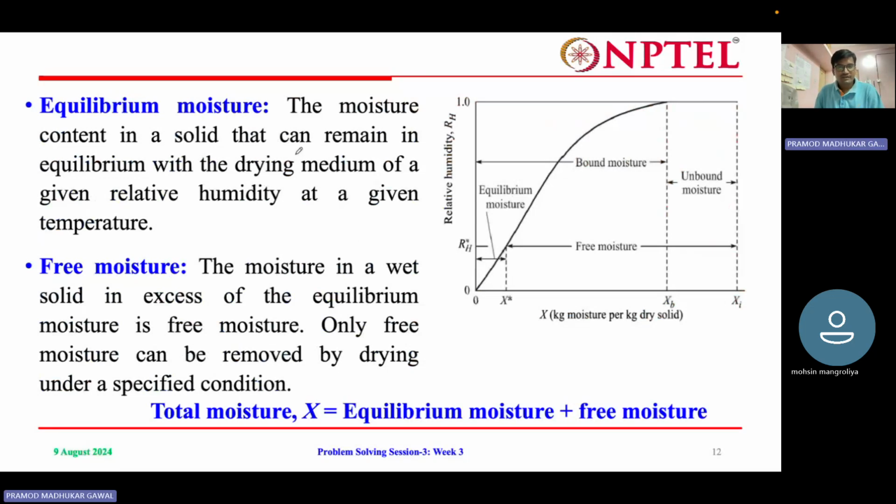Next is the equilibrium moisture. The moisture contained in a solid that can remain in equilibrium with a drying medium of a given relative humidity at a given temperature. Here is the equilibrium moisture, these ones. After that, there will be no change in the moisture content of the solid. That's the equilibrium moisture.